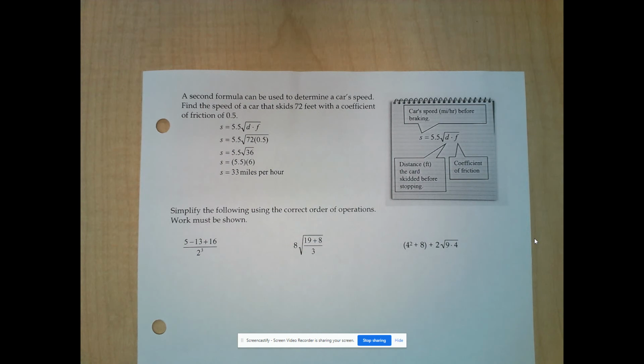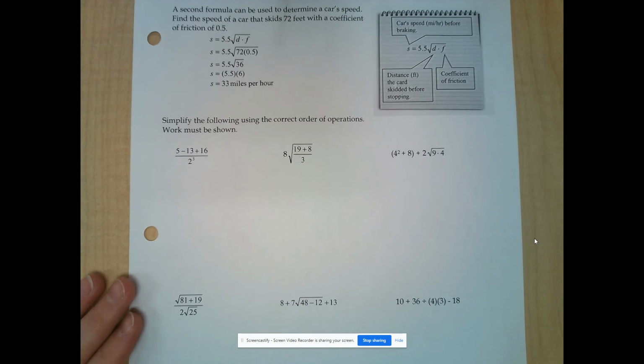Now, let's just say that the speed limit was 20. We would now know that the person was speeding. Let's say it was poor weather conditions. Maybe they should have been going slower. So police officers can use a variety of formulas in their work.